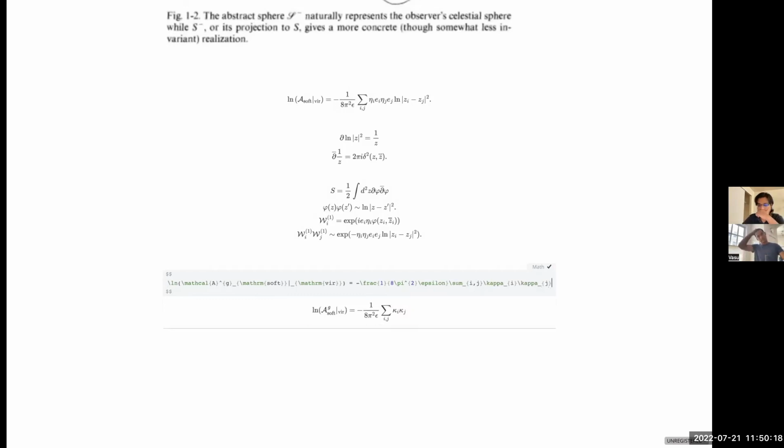I'm using kappa i and kappa j to denote the various ways the particles couple to gravity, because we want to keep this as general as possible. Assume at the outset that particles couple to gravity in different ways, and later we'll explain how we make contact with Weinberg by keeping track of this.